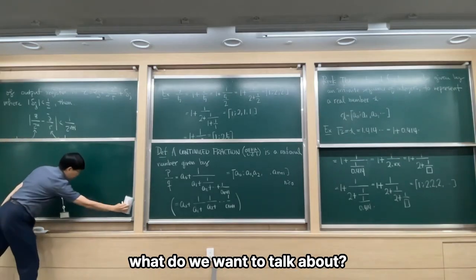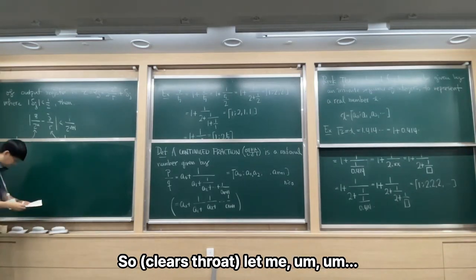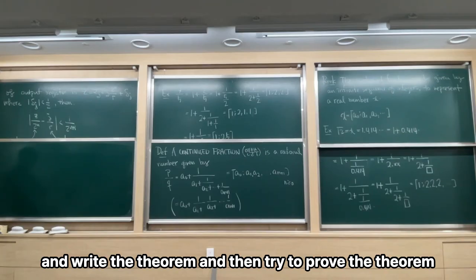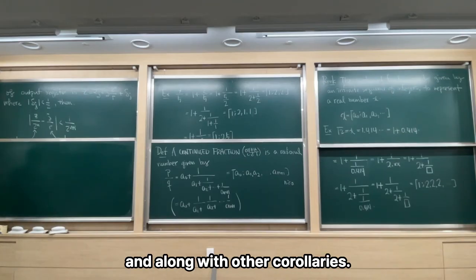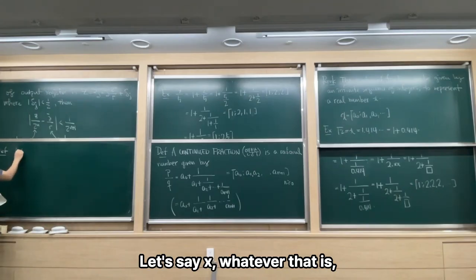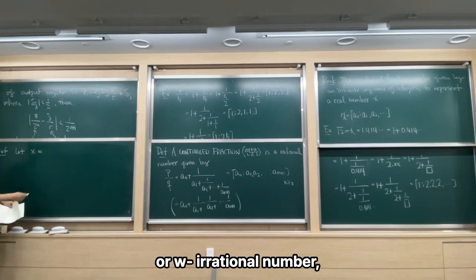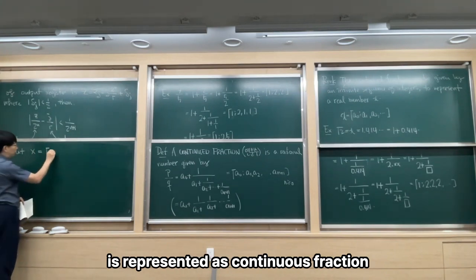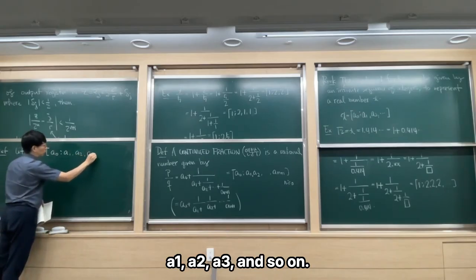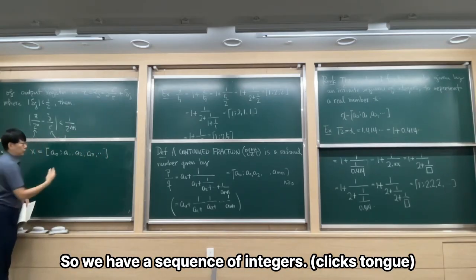So what do we want to talk about? Let me define one more terminology and write the theorem, and then try to prove the theorem along with other corollaries. So here, definition. Let's say x, whatever that is, could be a rational number or irrational number, is represented as a continued fraction of a0, a1, a2, a3, and so on. So you have a sequence of integers.